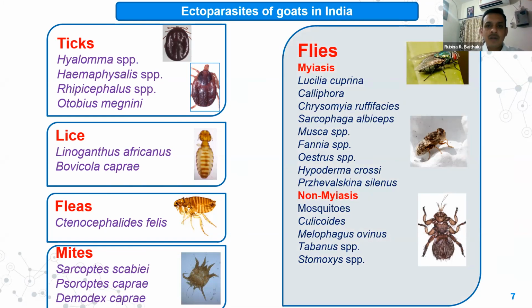Almost these are similar for goat. Whatever ticks are found in case of sheep, these are also found in case of goat, like Hyalomma species, Haemaphysalis, Rhipicephalus, and Otobius megnini. Linognathus africanus and Bovicola caprae are the lice species found in case of goat. As I've already discussed, fleas like Ctenocephalides felis orientis are mostly found both in sheep and goats. And so far as mites are concerned, Sarcoptes scabiei, Psoroptes caprae, and Demodex caprae are the mites mostly found in case of goats. Flies are almost similar. Those flies found in case of sheep are also affecting the goat. So there is not that much host specificity.